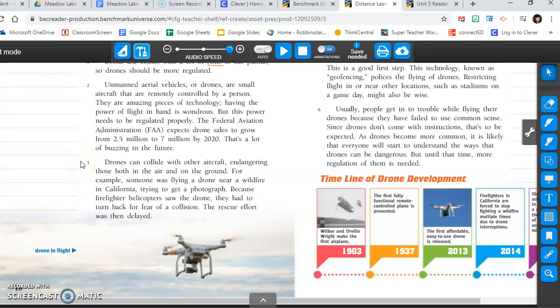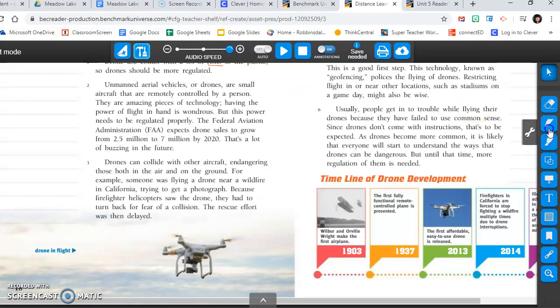Drones can collide with other aircraft, endangering those both in the air and on the ground. For example, someone was flying a drone near a wildfire in California trying to get a photograph. Because firefighter helicopters saw the drone, they had to turn back for fear of a collision. The rescue effort was then delayed. Well, my signals are going off right now. I'm seeing some words that make me think of a problem.